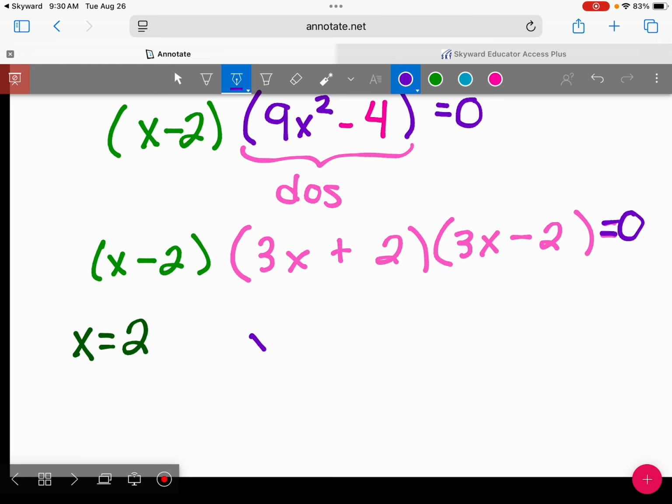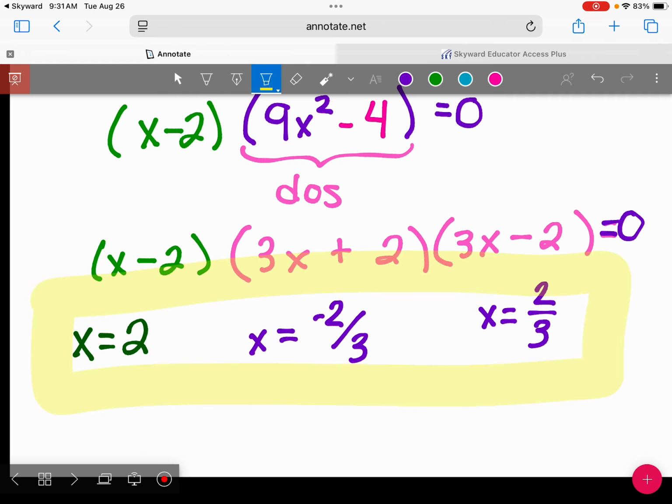What about for our next factor here? What's our solution going to be? Negative 2/3. And if you write that out, 3x plus 2 equals 0, minus your 2, then divide by 3. That's totally okay. You do not have to do this in your head. Write it down if you need to. What's our other root going to be? Positive 2/3. Those are our three solutions.